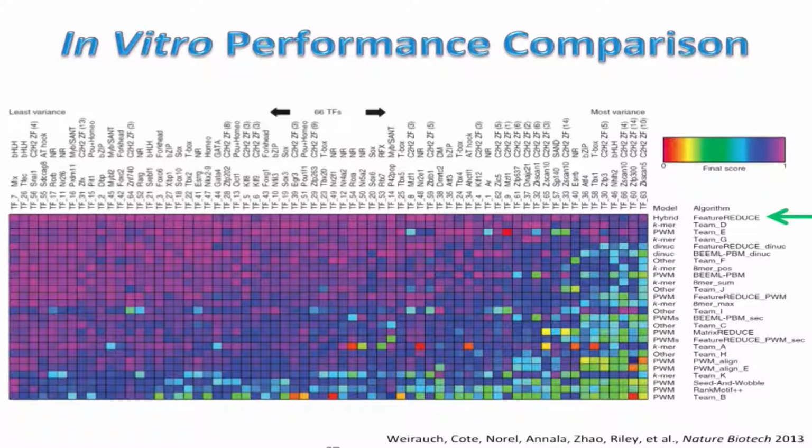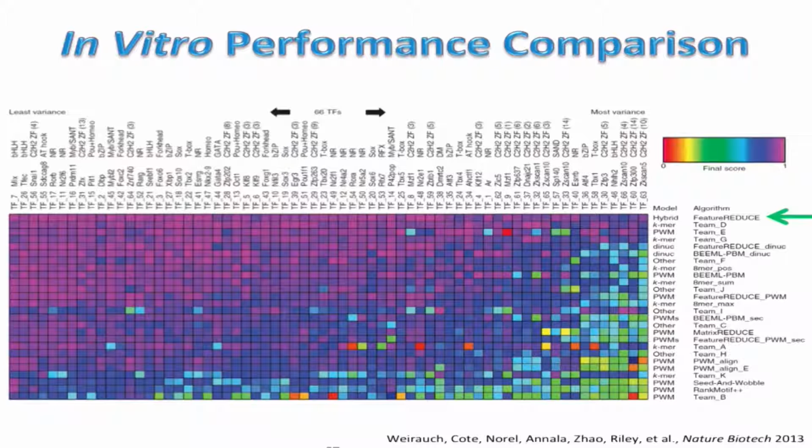So here are the results from the in vitro performance comparison. This competition consisted of 66 different experiments for 33 different proteins, because for each protein you did the experiment twice, one on one PBM array design and one on the other. And we were happy to see that our new method, the feature-reduced method, performed the best.